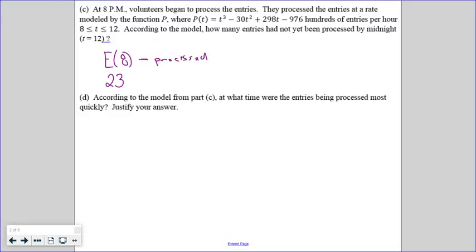Well, what they gave us for the processing is the rate at which they are being processed, which is P of T. So to find out how many are actually getting processed in that time, we would do the integral of P of T. And our timing on this is going to start at 8 o'clock and go until midnight, which is 12, because I want to know how much is left over, and that's why we're subtracting it from the 23. So as we look at that 23 minus how many are processed during that time, our answer ends up being 7. And so the question was, how many entries had not been processed by midnight? And remember what that's representing, 700 entries.